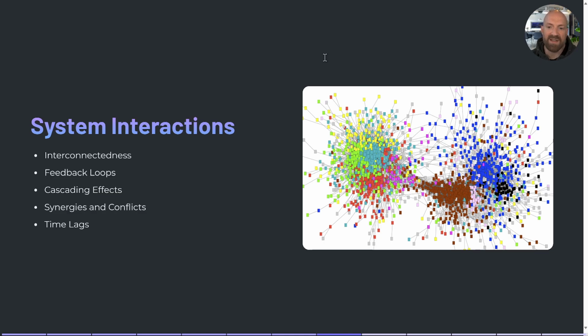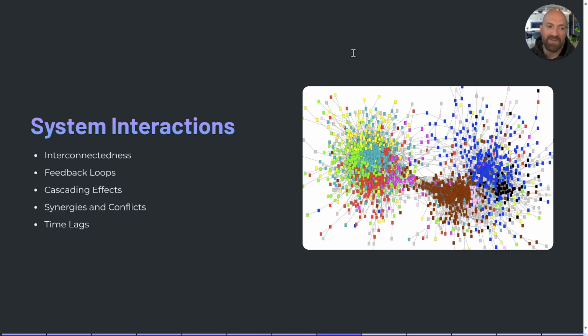Cascading effects, a single driver change can set off a chain reaction. And these can quite often be negative. They're not always negative, but you see cascading effects in biological systems as well, where one part of a biological system may fail and then multiple other systems that depend on that first one will then fail, and it feeds down that way.